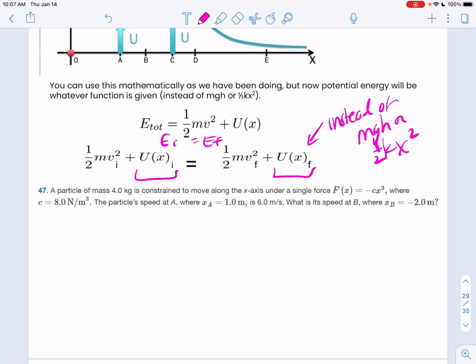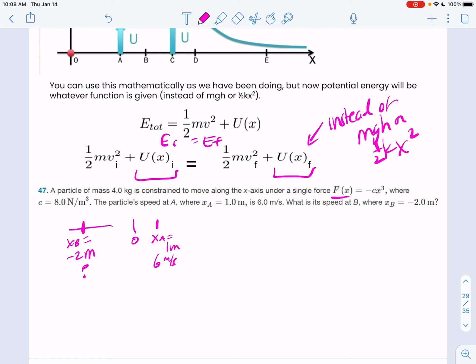A particle of mass 4 kilograms is constrained to move along the x-axis under a single force where Fx equals negative cx cubed, where c is 8 newtons per meter cubed. The particle's speed at A, where xa is 1 meter, is 6 meters per second. Then it goes to xB, which is negative 2 meters, and that's where we're trying to find the speed.